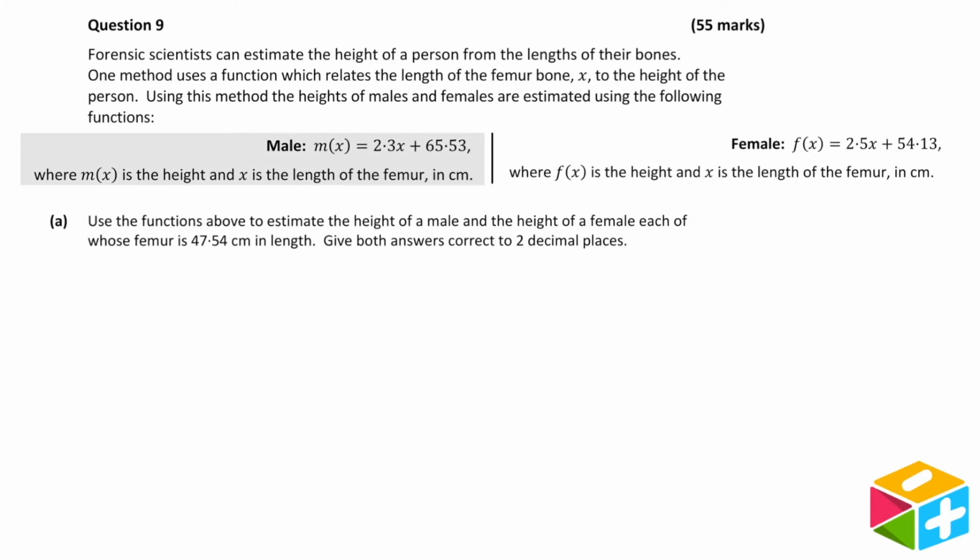For a male, m of x is equal to 2.3x plus 65.53, where m of x is the height and x is the length of the femur in centimetres. For a female, f of x is equal to 2.5x plus 54.13, where f of x is the height and x is the length of the femur in centimetres.